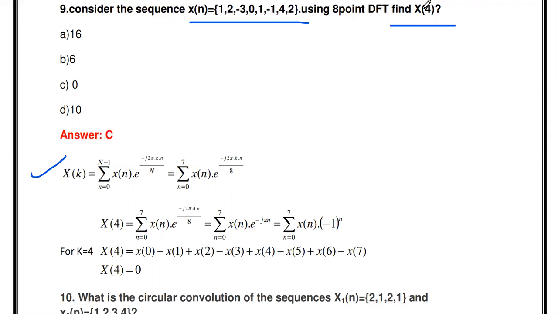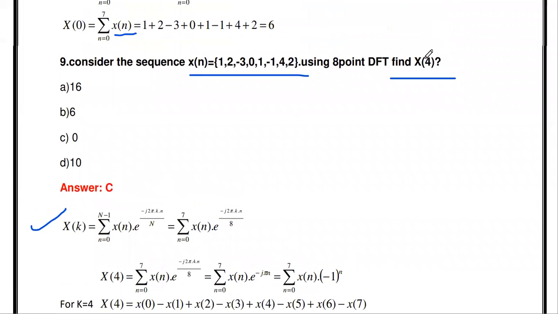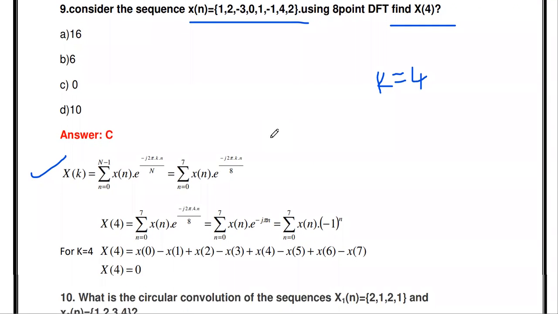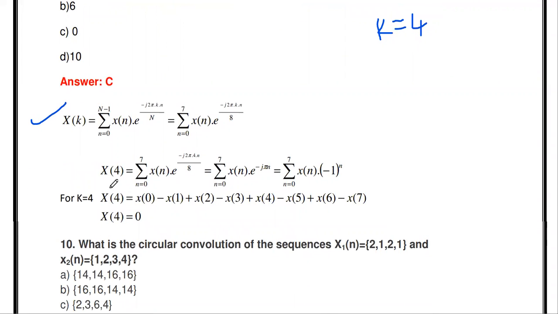Okay. Next, what is our question? Our question is to find the capital X of 4. So what is capital X of 4? The k value is equal to 4. At k equal to 4, we have to find the answer. So put k equal to 4 in the above equation. So x of 4 is equal to summation n equal to 0 to 7 of x of n e power minus j2 pi 4n by 8. Here 2 into 4 is 8, and 8 cancels.